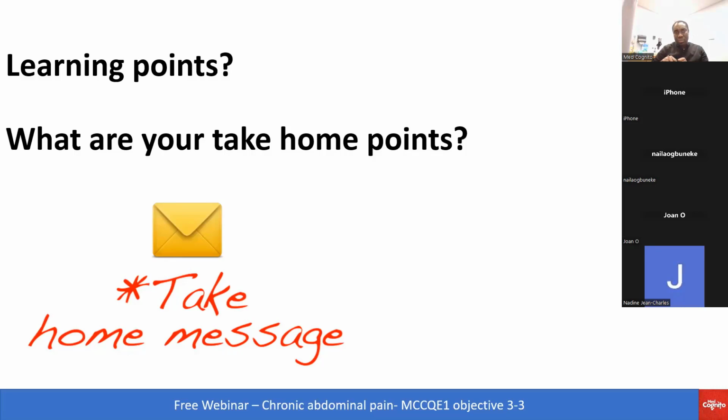H. pylori testing, yeah. Then I could also use the urea breath test, just to rule out. If H. pylori is positive, you treat it; if it is negative, then you do a 4 to 8 week proton pump inhibitor.